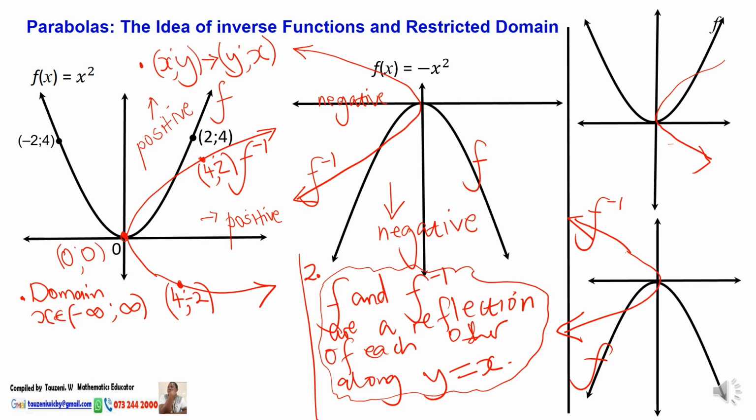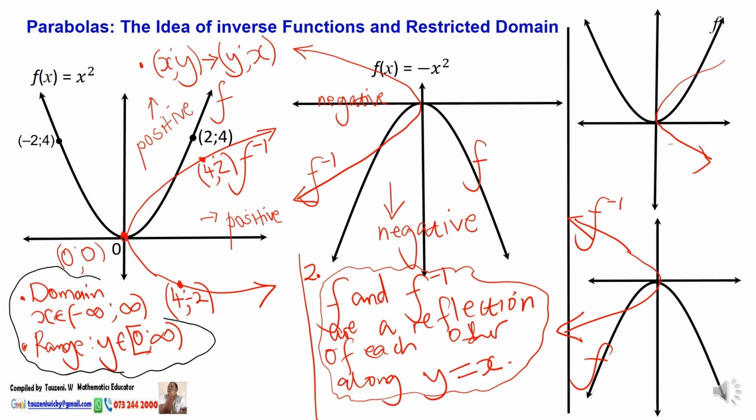The range of the parabola is determined by where the graph starts. So in this case, my range will be y is an element of, the graph starts at 0 going up to positive infinity. That is the range of f. Please take note, these are the details of f, the graph of f of x equals x squared. So the domain is negative infinity to infinity. The range, 0 to infinity.